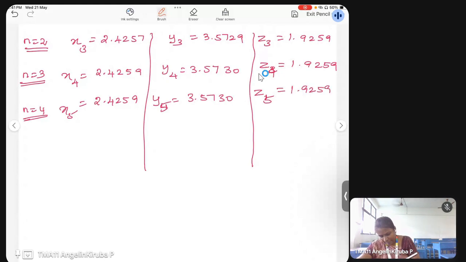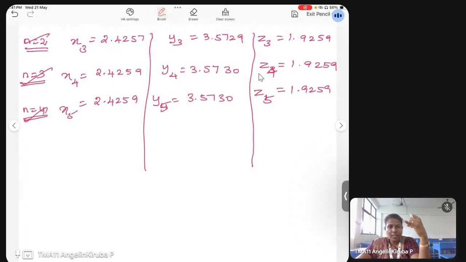Okay, so iteration 4 and 5. So this is your first, this is your second iteration. This is 4 and this is 5. So iteration 4 and 5 are similar. Values of iteration 4 and 5 are similar. So we can check the iterations and we can say the value of x is 2.4259, the value of y is 3.5730, and z is 1.925. Okay. So this is the condition.